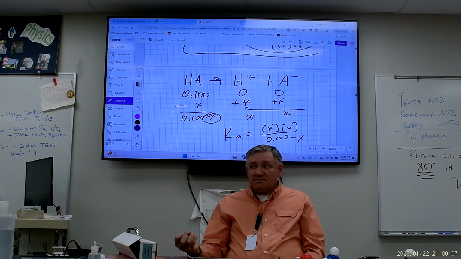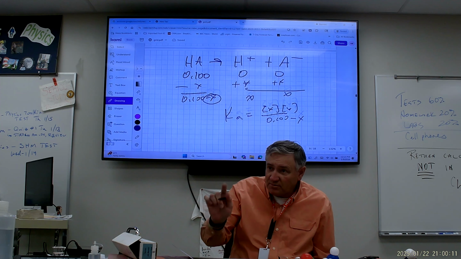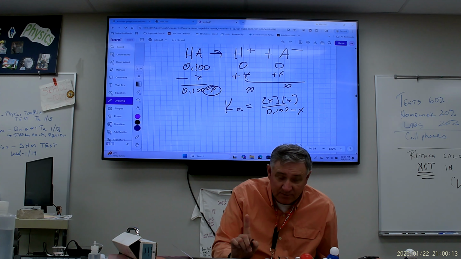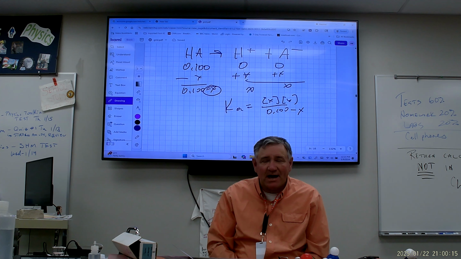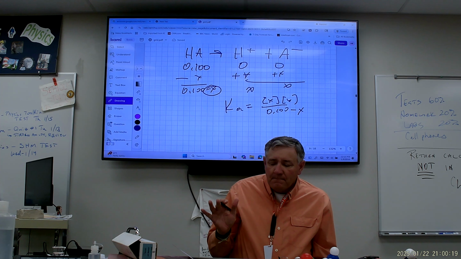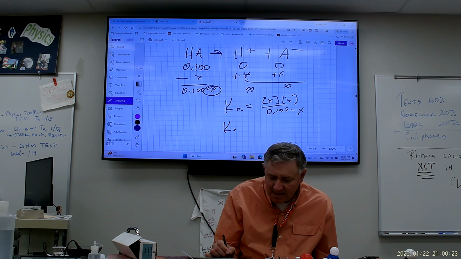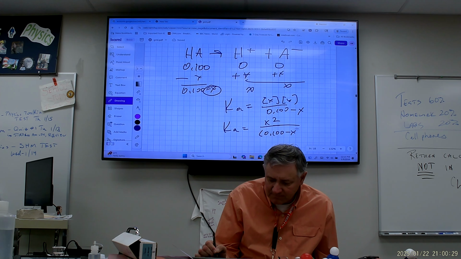If that's the case, then you have to work this as a quadratic. Okay? There's only going to be one where you have to work it as a quadratic. Don't go, oh man, I got to do like 5 problems. No, you only have to do one. It's the last problem. But if you look at this, Ka is going to equal X squared over 0.100 minus X.